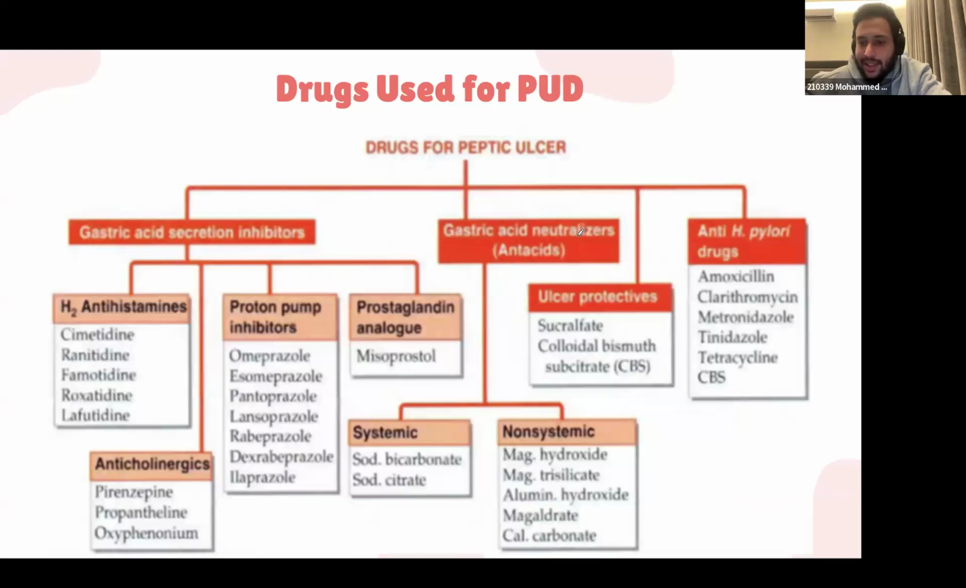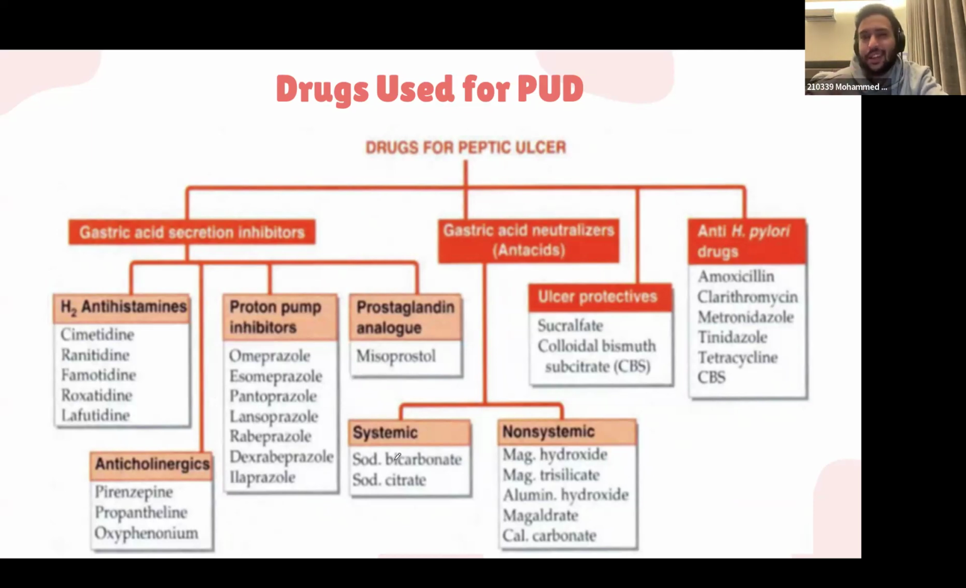And this is just a list of all of them. Ignore the anti-H. pylori drugs, but this is everything that we've already discussed. To remember, the proton pump inhibitors is just Prazole, okay? The classic drug is omeprazole. Systemic, you have sodium bicarb. We don't really use it because of the systemic side effects, such as alkalosis that can happen.